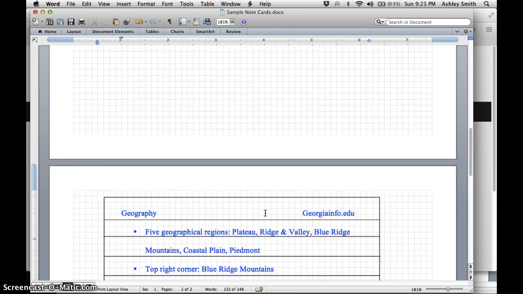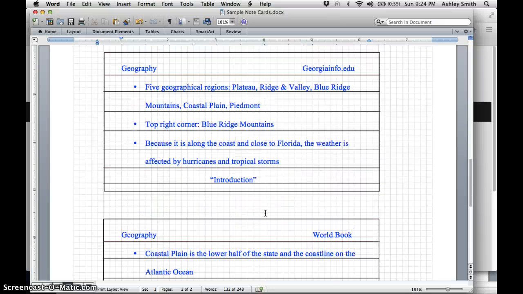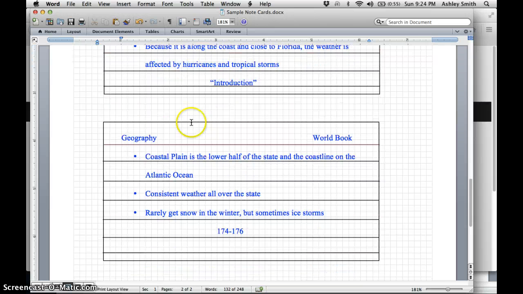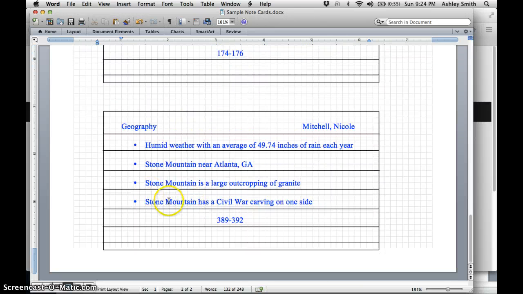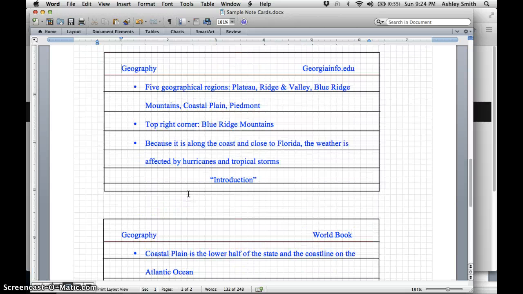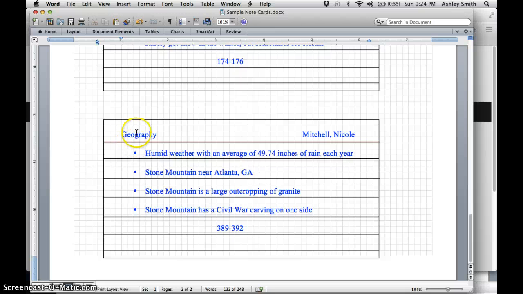So down here, I have 3 sample note cards, and all of these have that information on here. We've got some information about the 5 geographical regions, some information about the weather, and then some information about Stone Mountain. And these note cards should look similar to your note cards. You should have the subtopic listed up here in the top left corner, geography, history, or culture. I'm writing my paragraph on geography, so all of my cards say geography in the top left.